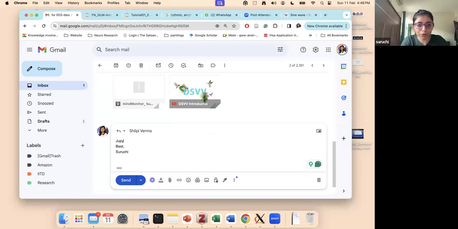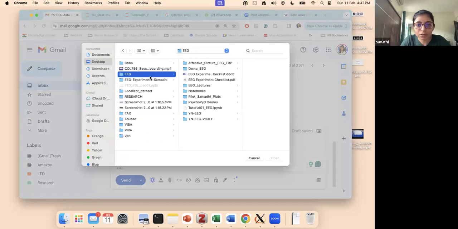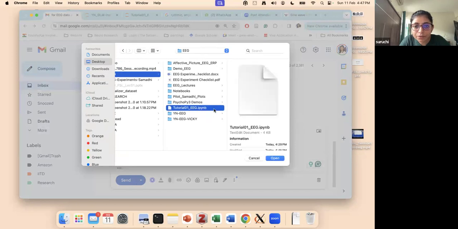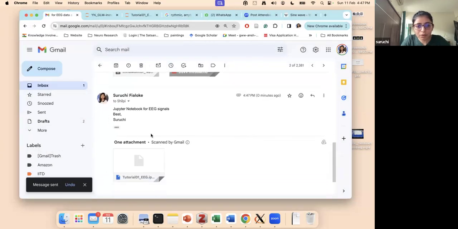And if you have any problem, I'll show you how to download it, so that you don't get stuck with this notebook. I'm attaching this. It's on my desktop. EEG tutorial 01 EEG. This is the one, right? Oh, sorry, I have to send it to both of you. I've only sent it to Shilpi.